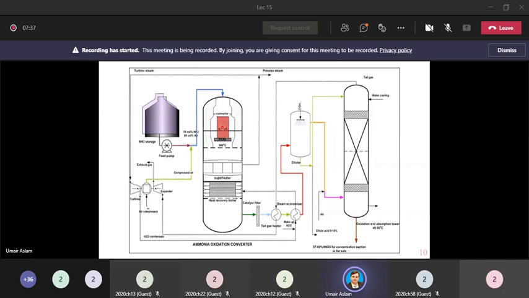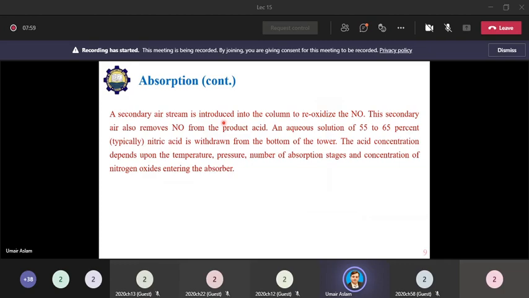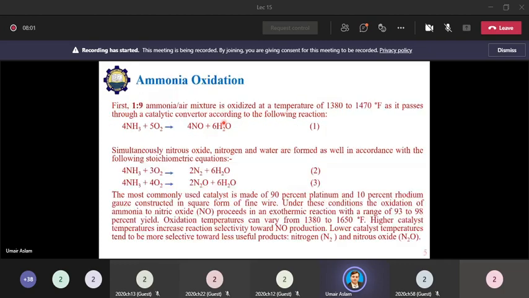So the temperature required here is 1380 to 1470 degree Fahrenheit, and in some literature, the maximum temperature of 1600 degree Fahrenheit is also reported. So at these conditions and in the presence of catalyst, the reactants follow this first reaction, and as a result, ammonia is oxidized into nitrous oxide and nitric oxide and water.